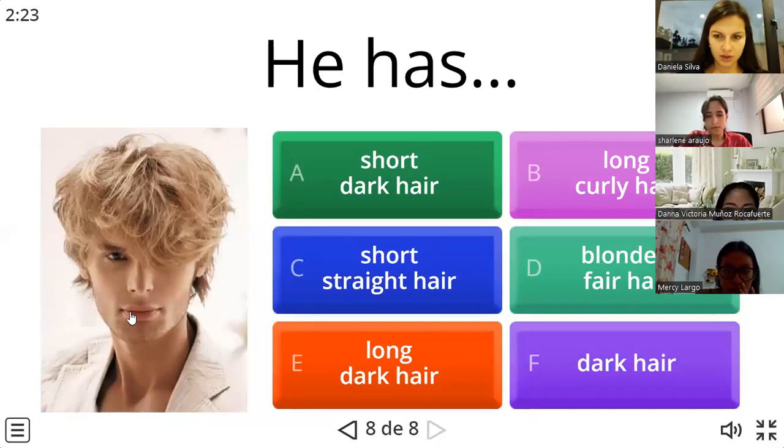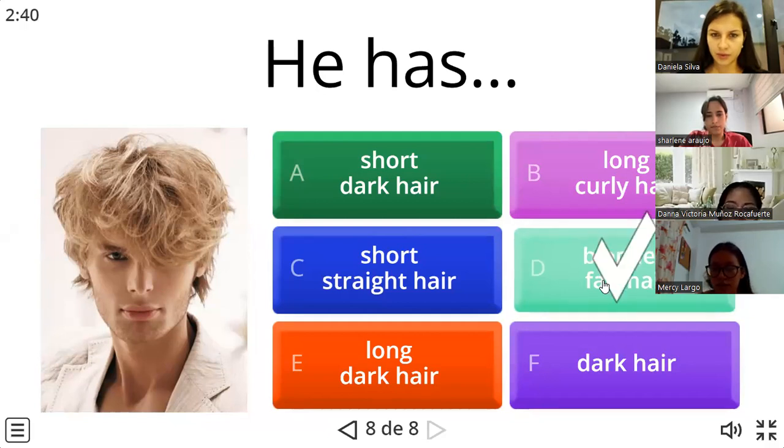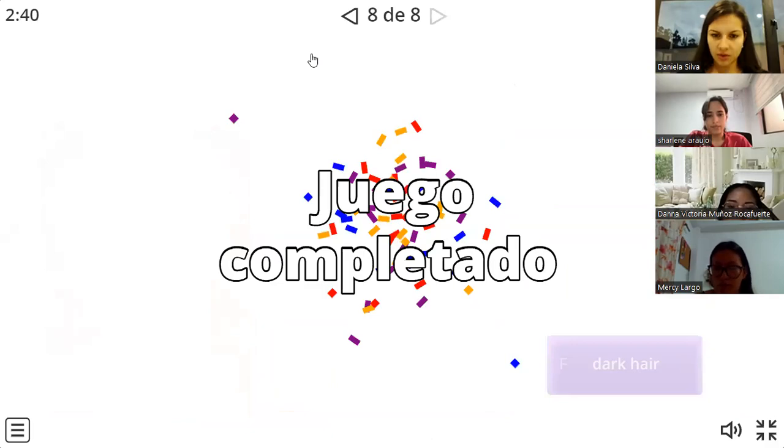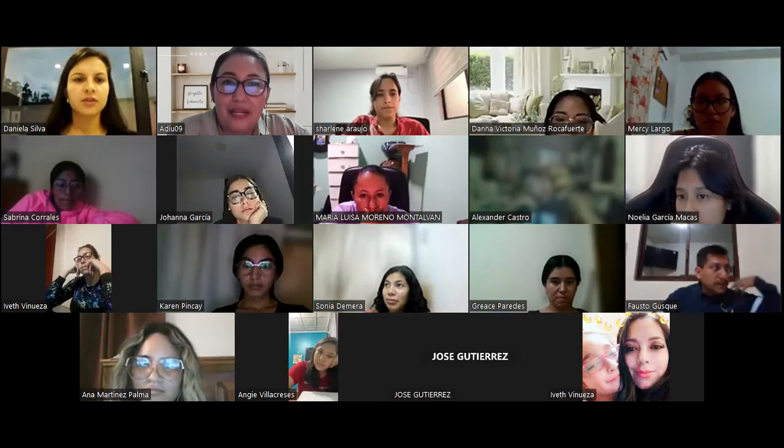What about this boy? Short, dark, long, curly, short, straight, blonde. Blonde. Fair hair. ¿Qué significa blonde? Rubio. Dorado. Blonde, dark es más oscuro. And that's it. That's just one practice. So that's my first practice.